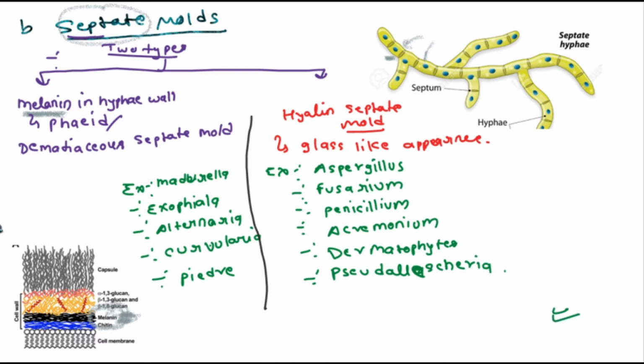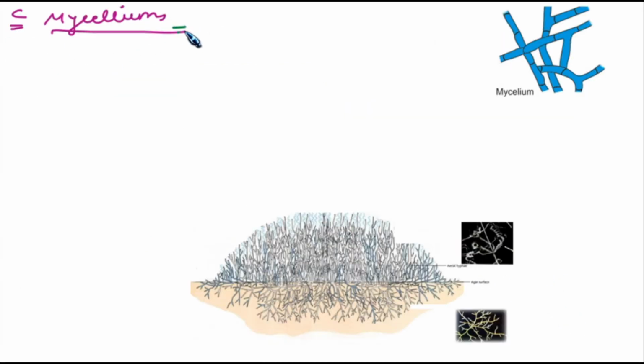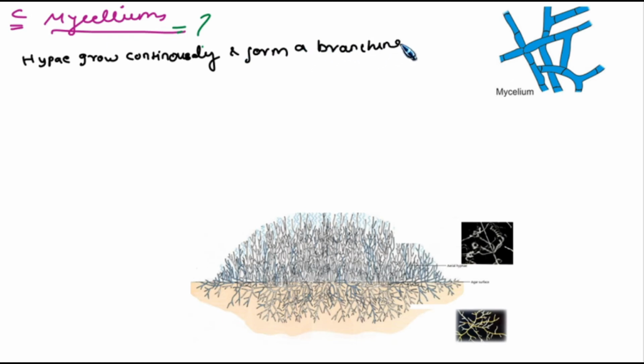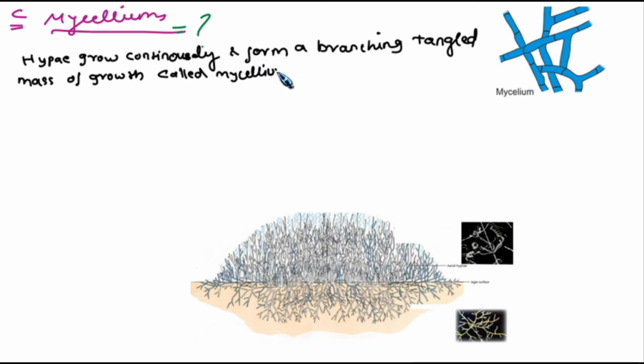Now let's move toward the mycelium. What do you mean by mycelium? First of all, you have to know the definition of mycelium. Hyphae grow continuously and form a branching, tangled mass of growth called mycelium.